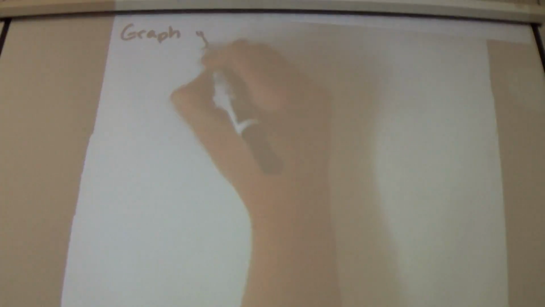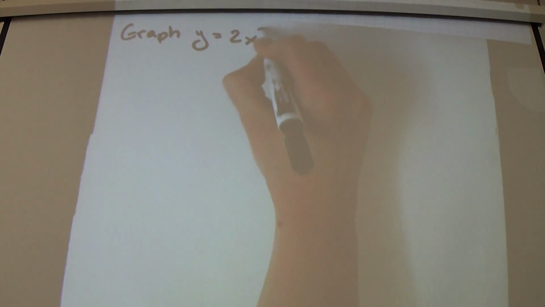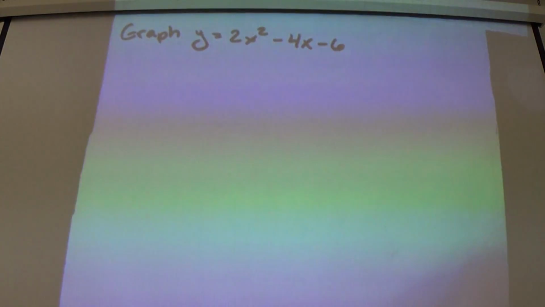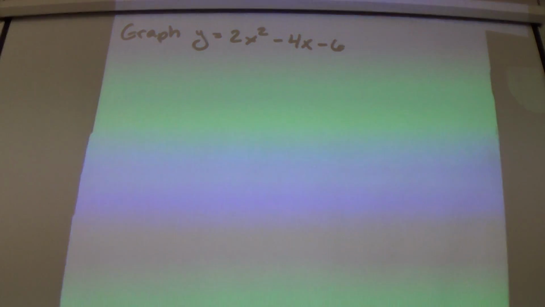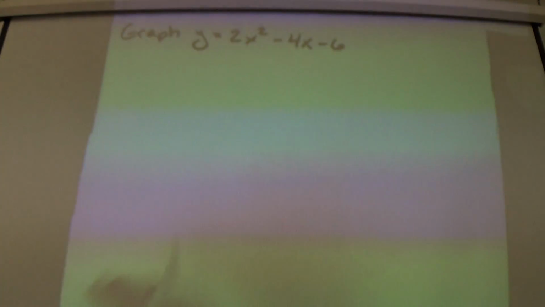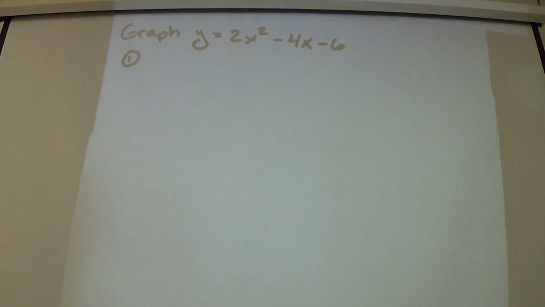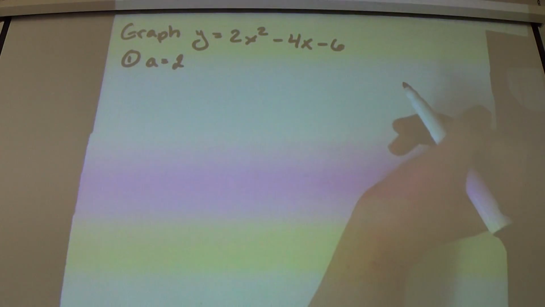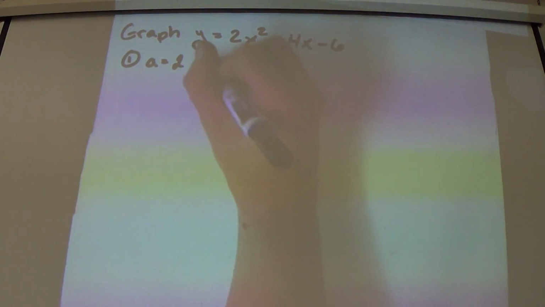So we're going to graph y equals 2x squared minus 4x minus 6. So what's my A value? 2. So what does that mean? That's positive. Yeah, it opens up.